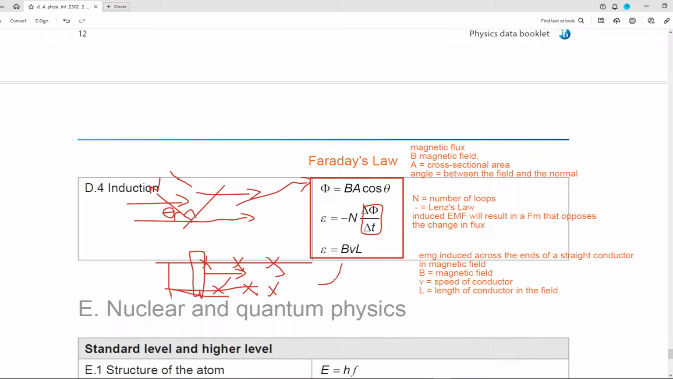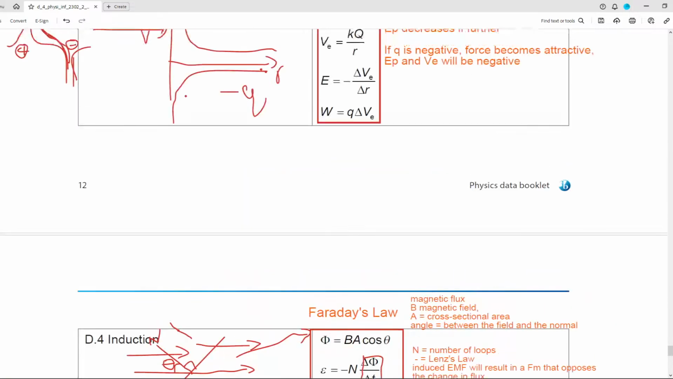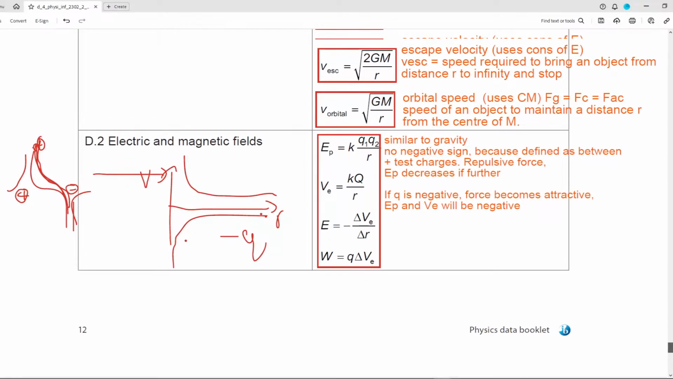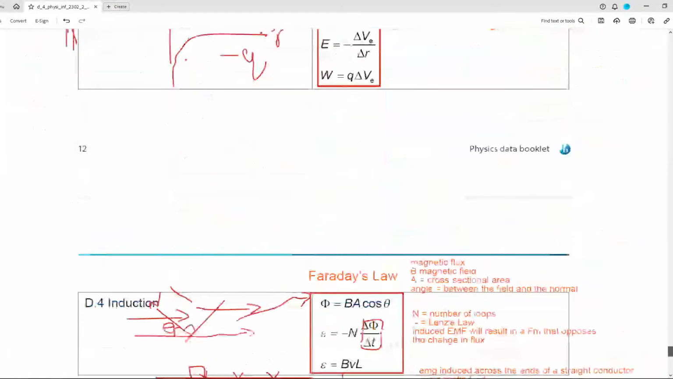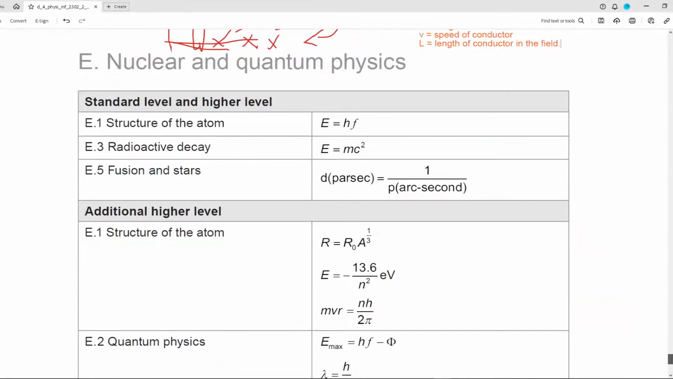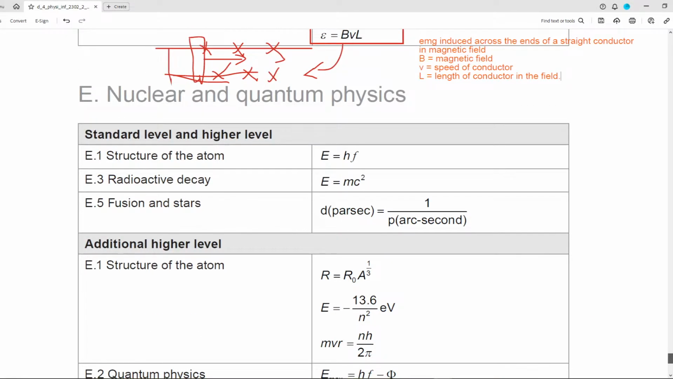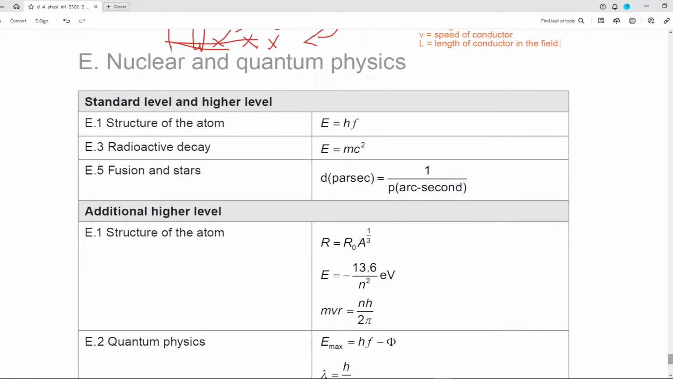Okay, so that's what's going on over here. All right, and that is unit D. Last unit we'll talk about in the same video is unit E, nuclear and quantum physics.